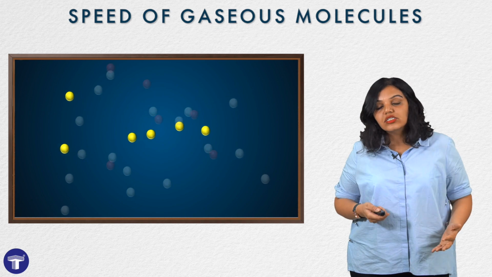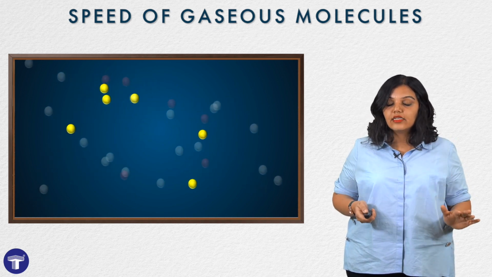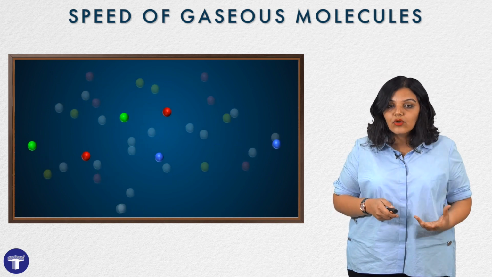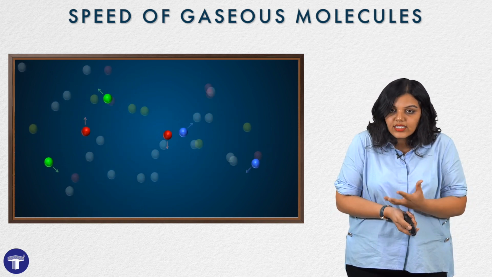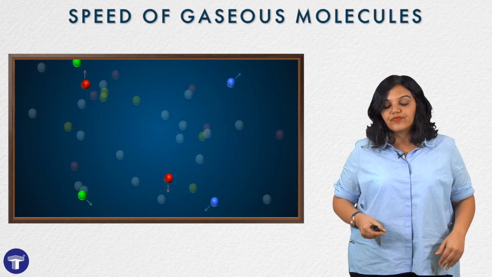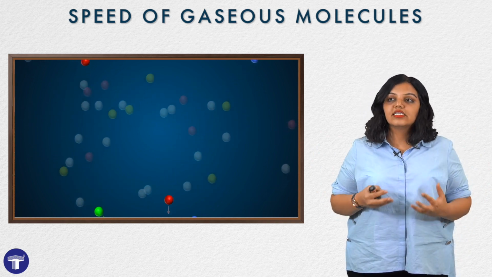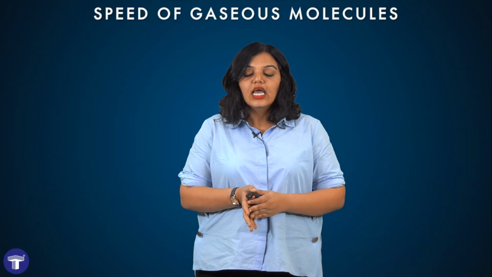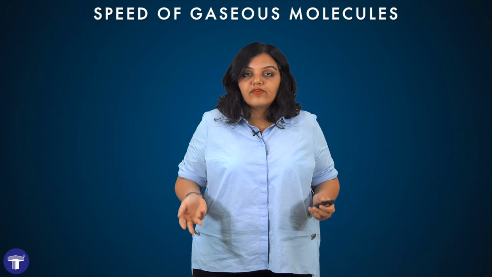In fact, because the motion of all these molecules is random, it is also possible that their sum of velocities will equal 0, because velocity is a vector quantity and you could have molecules which are moving in the exact opposite direction. The question is, how do I comment on the overall speed of the gaseous molecules? All of these molecules are moving with different velocities.